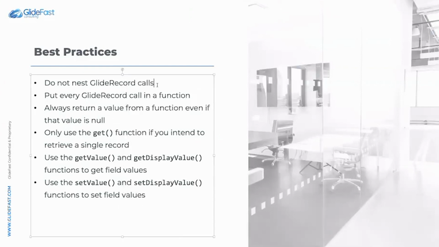So, best practices. I put in here first and foremost: do not nest GlideRecord calls. Almost every time I see an issue with GlideRecord, it's because we've got nested GlideRecord calls, right? So that's the code that I wrote in here.